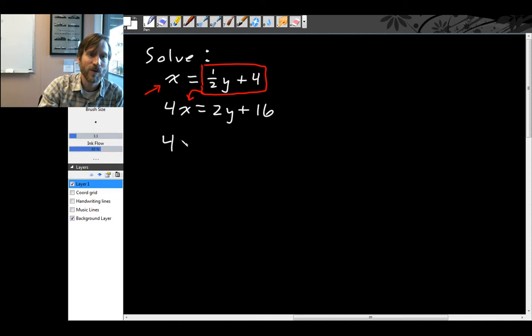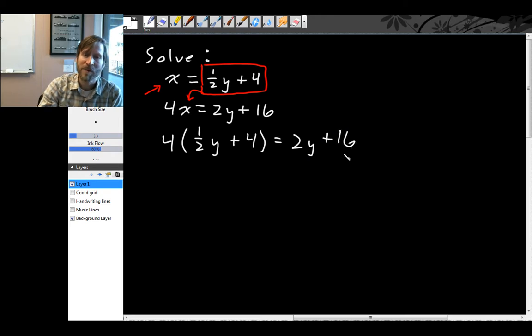We get 4 times x, which is 1/2 y plus 4, equals 2y plus 16. And remember, since this equation doesn't have any x's in it, we're expecting this equation to tell us what y should be. So this equation is describing the y values that will work. So let's solve this equation to find the y values that will work.